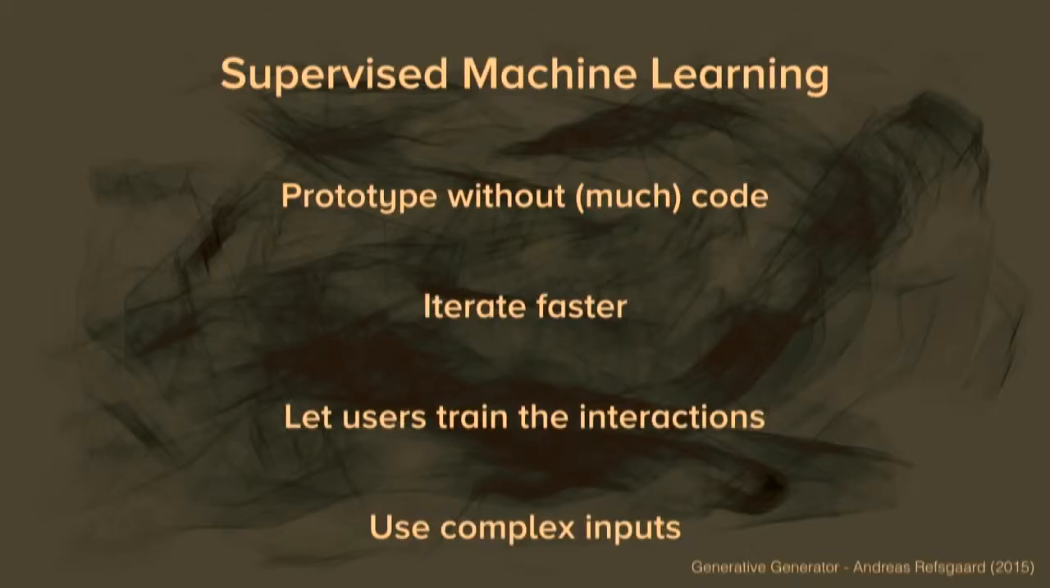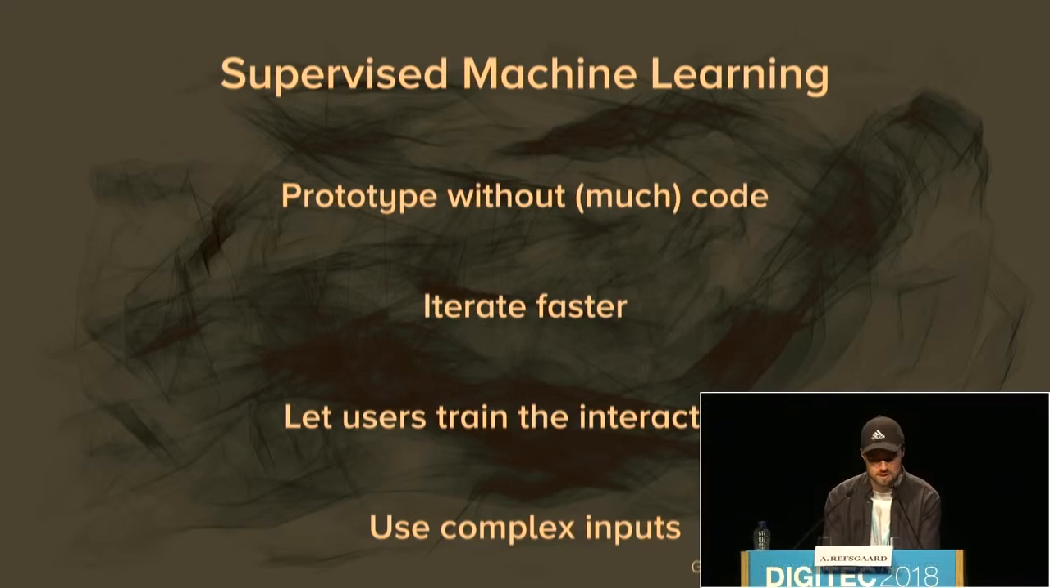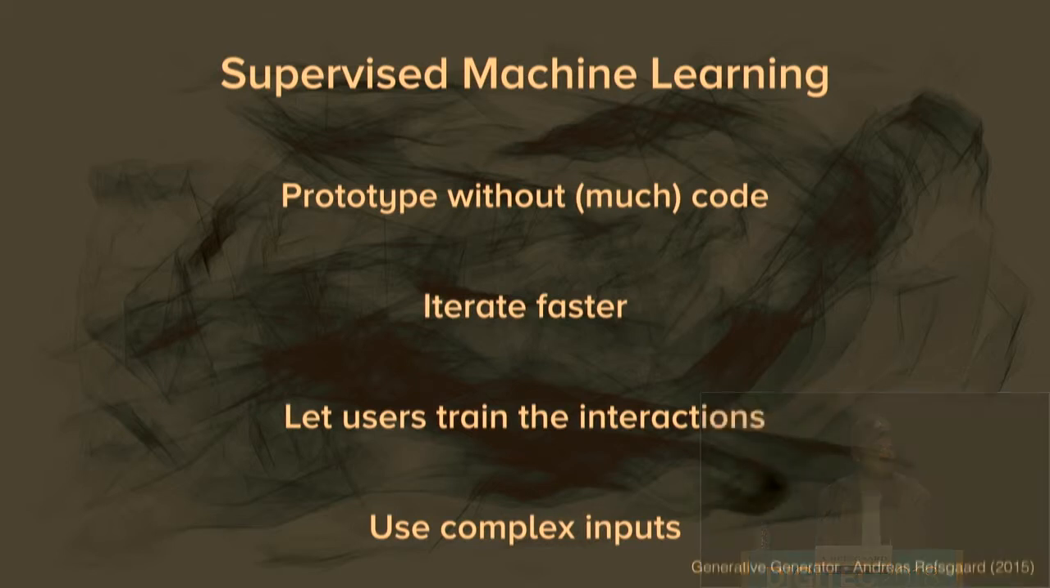For me as an interaction designer, there are a lot of clear benefits in using machine learning. First of all, you can prototype without coding, which means that you can start building things a lot faster instead of just talking about them. You can also let users train and decide on what the interaction should be, which I'll give an example of later on. And then you can use really complicated inputs that would be hard to account for if you were coding, such as raw video streams or raw audio streams.